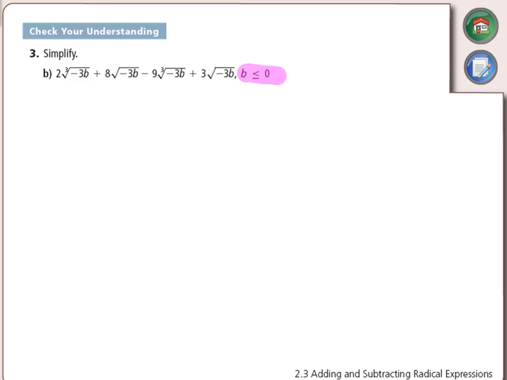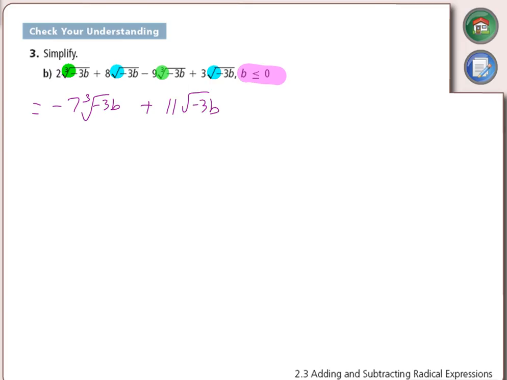Cube root, square root, square root. Ooh, be careful, look for those things. Don't let them try to trick you up. So we can only combine the greens and the blues. So we get negative 7 cube root of negative 3b plus 11 square root of negative 3b.